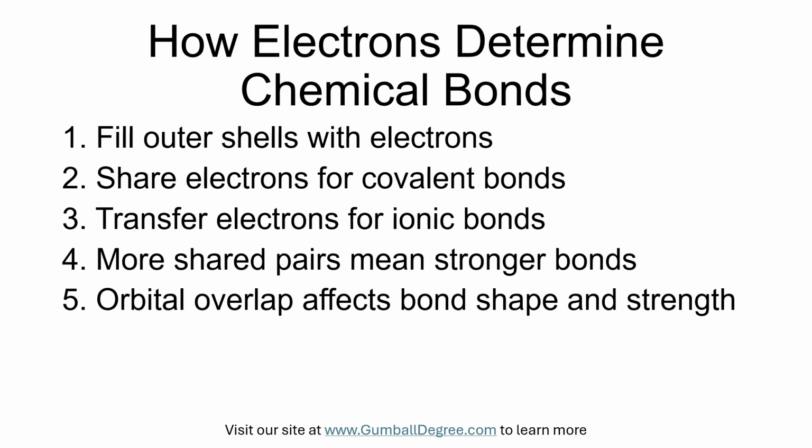The number of shared or transferred electrons changes how strong the connection is, so more shared pairs mean a stronger bond and less tendency to break. Electrons also sit in specific regions called orbitals, and how those orbitals overlap affects bond direction and shape, which helps explain why molecules have different shapes and behaviors.